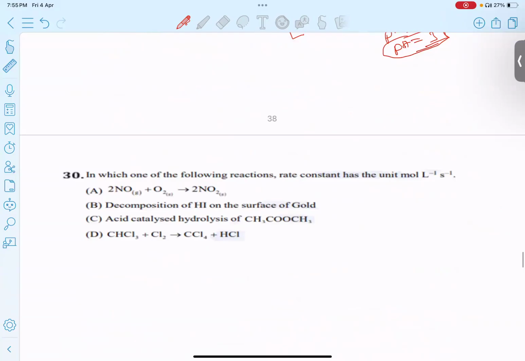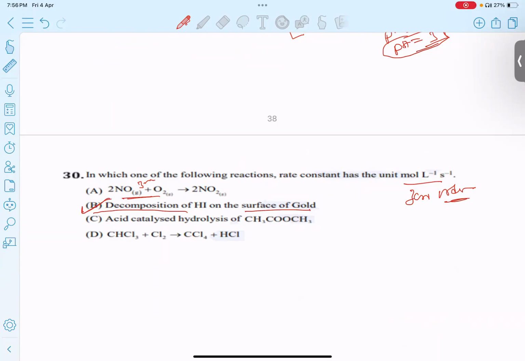Next question: in which one of the following reactions does the rate constant have the unit of mole per liter per second? Actually, this is the unit of a zero order reaction. So which one is a zero order reaction? Option A involves three molecules, so it is a third order reaction. Then the decomposition of hydrogen iodide on the surface of gold: all surface reactions are zero order reactions. Therefore, the correct option is B only.